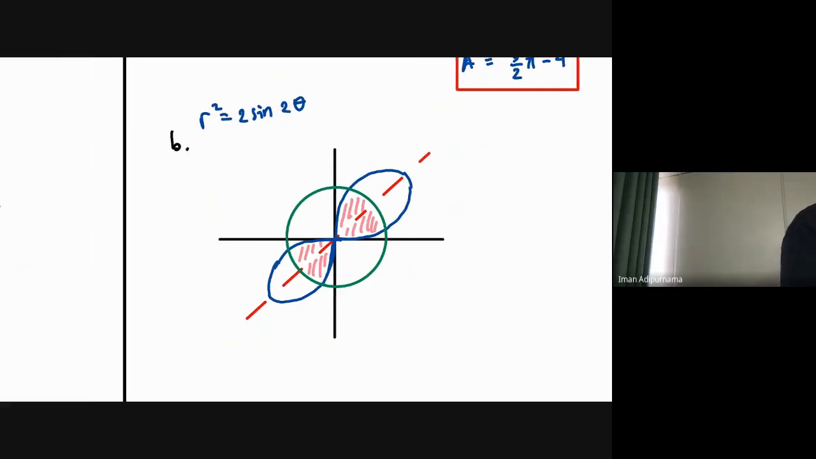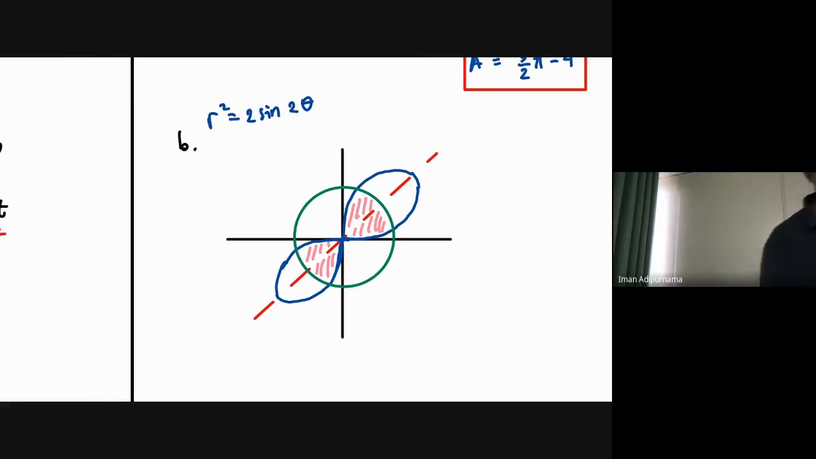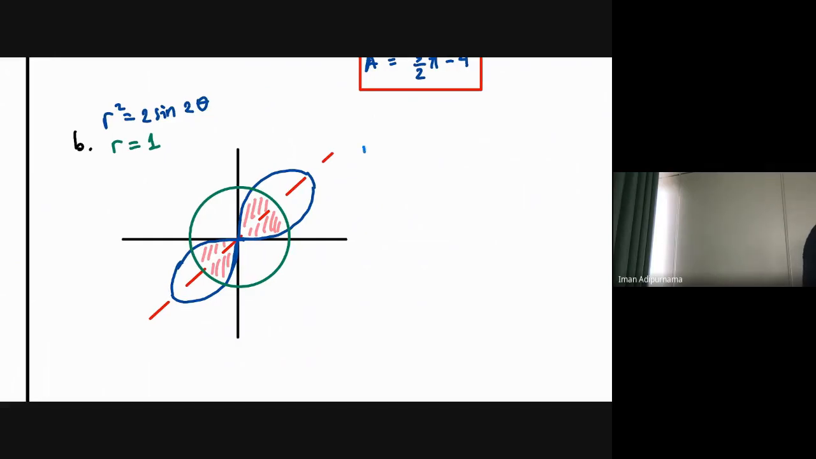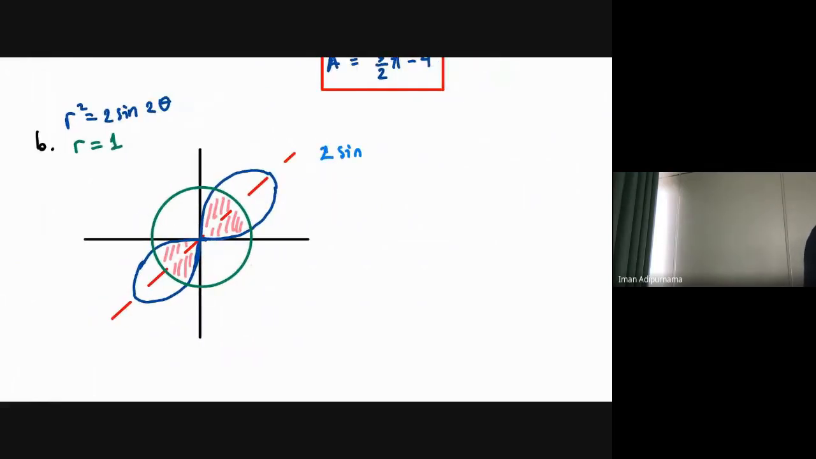So first, oh wait, the circle is 1, right? Yeah, the circle is 1. Now, to find the intersection, we can just equate the lemniscate and the circle. So 2 sine 2 theta is equal to 1. So sine 2 theta equals half. So theta is 5 over 12.